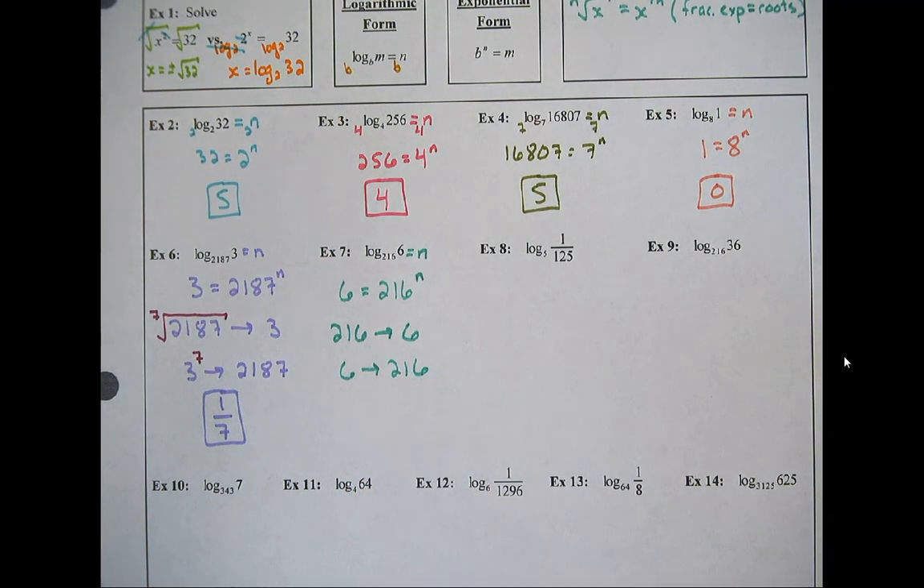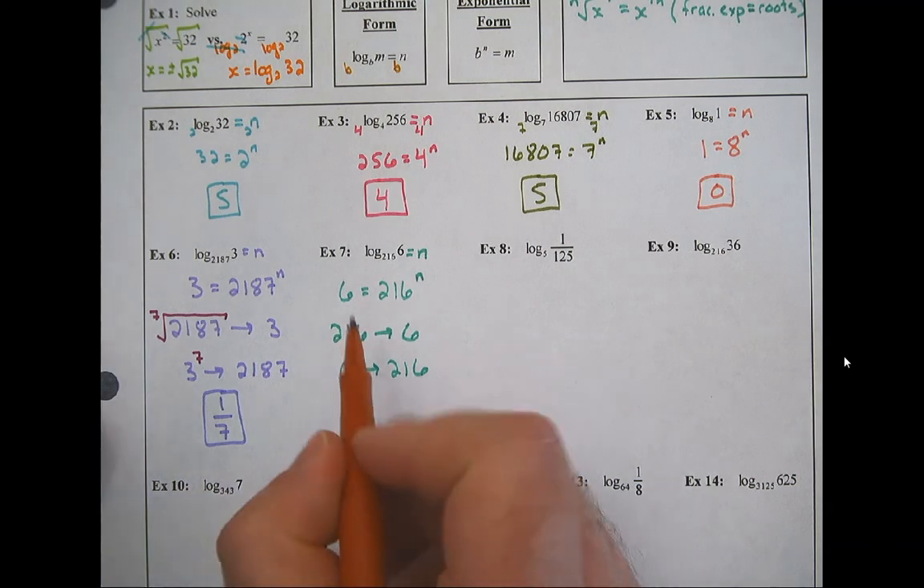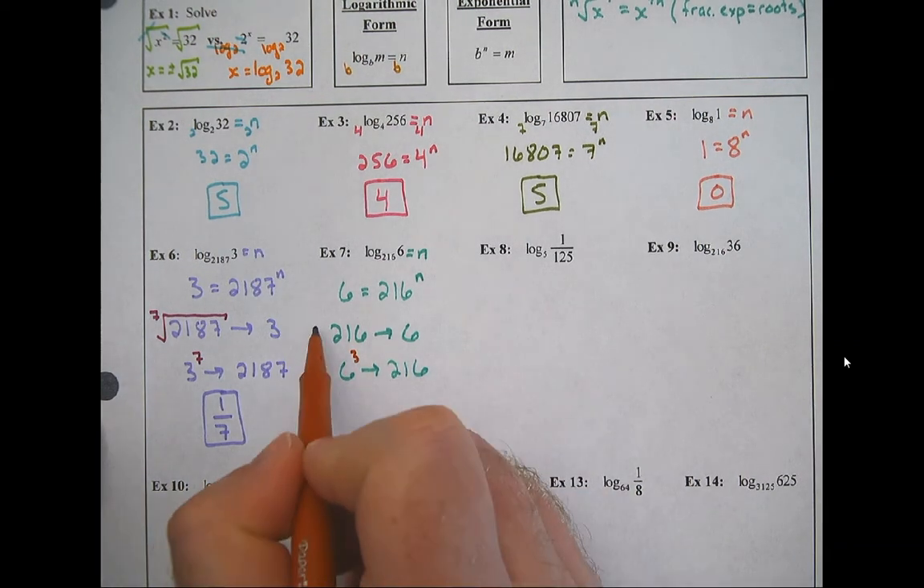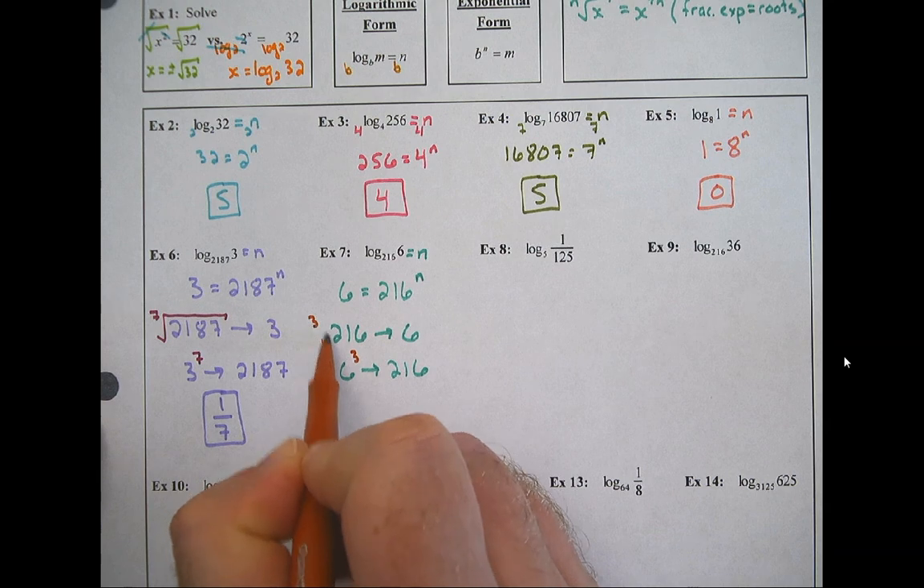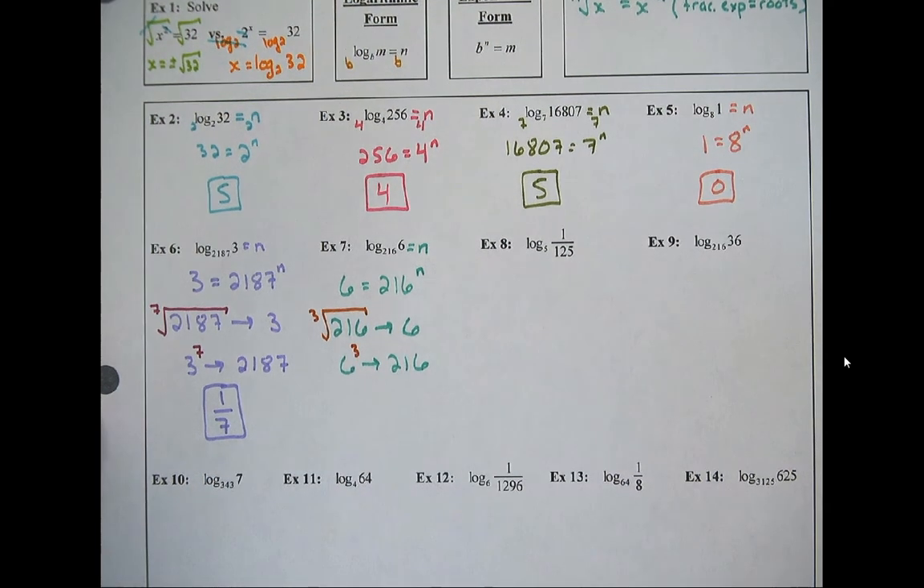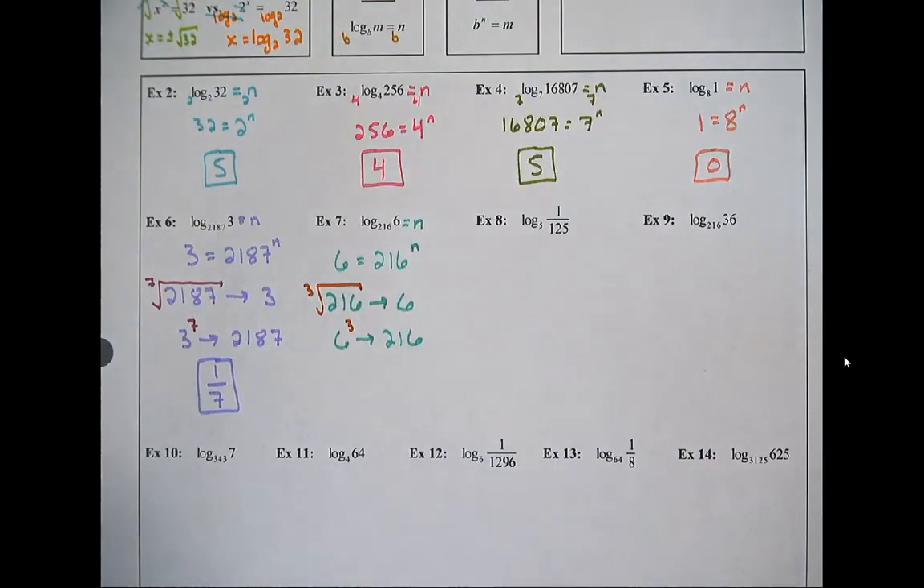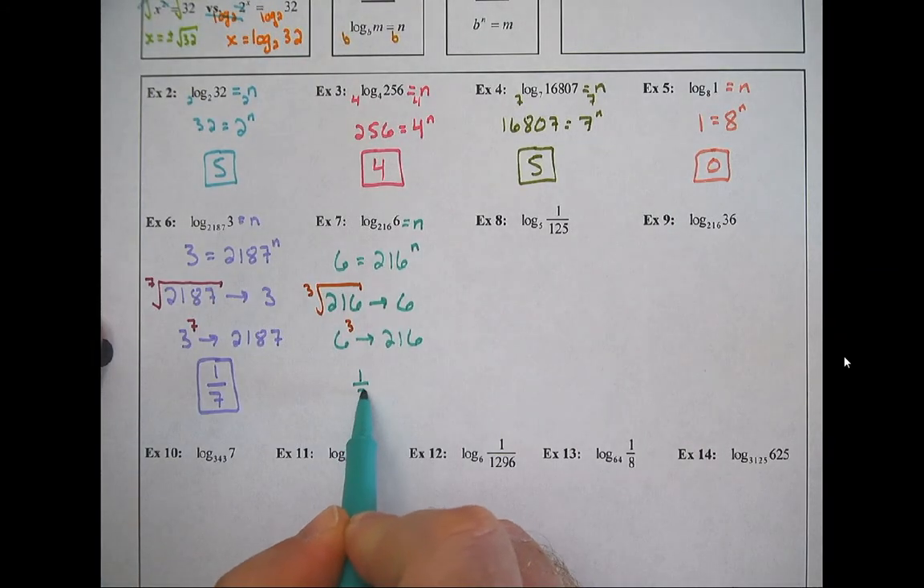6 to the what ends up being 216? And we find out quickly that that's the same as 6 to the third. Well, if 6 to the third is 216, then 216 cube rooted is 6. Well, we can't have cube root be our answer. Cube root has to be converted into its fractional exponent. So cube root is the same as to the power of 1/3.